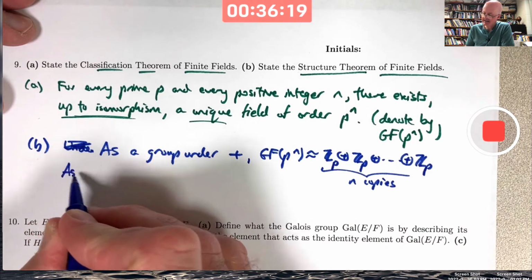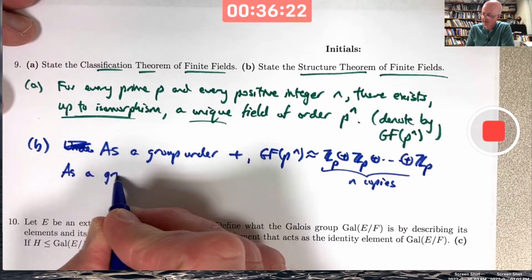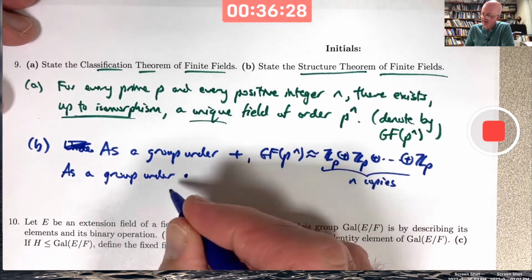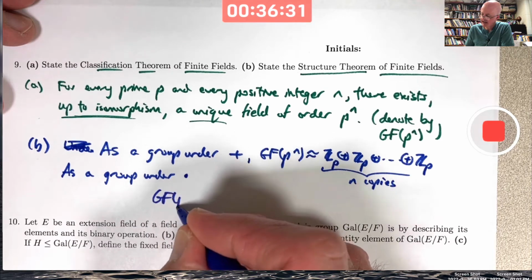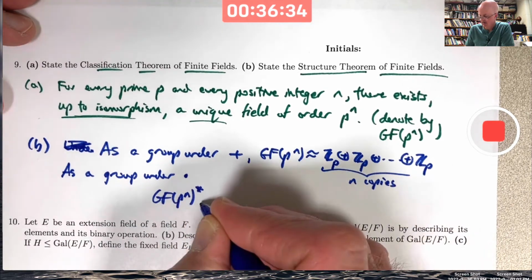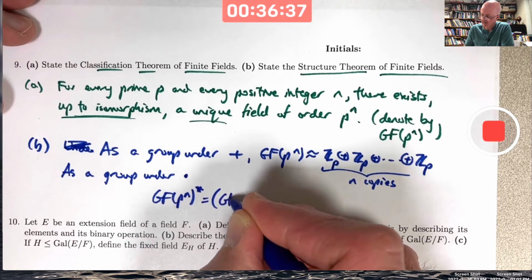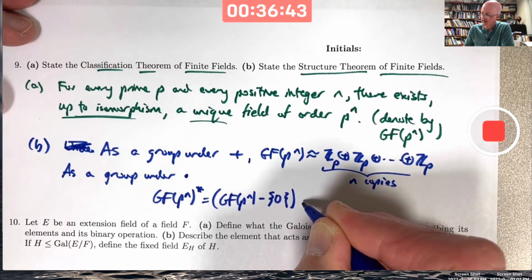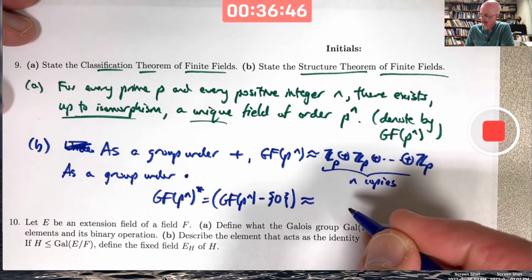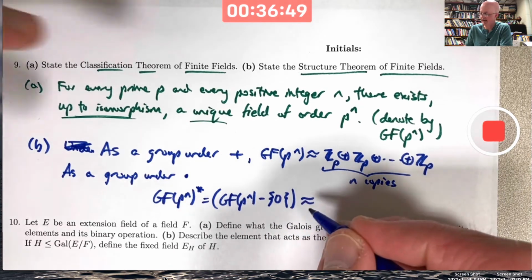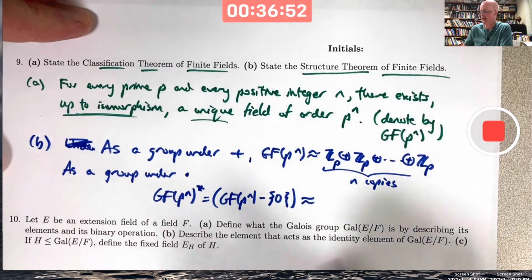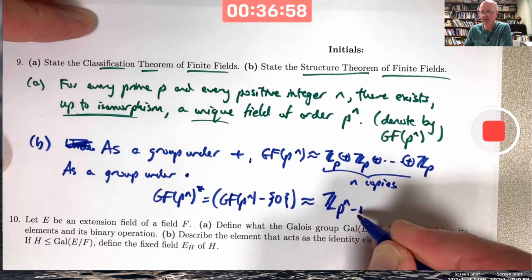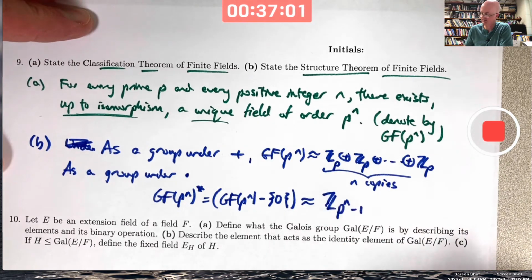And as a group under multiplication, GF(p^n)*, which really represents the field take away 0, is cyclic. And if you take away the one element 0 from this group of order p to the n, it's going to have p to the n minus 1 elements. And to be cyclic means it's going to be isomorphic to Z sub p to the n minus 1. Notice the minus 1 is here, not up in the exponent.